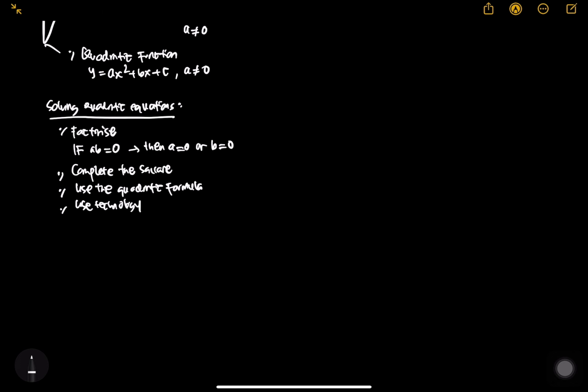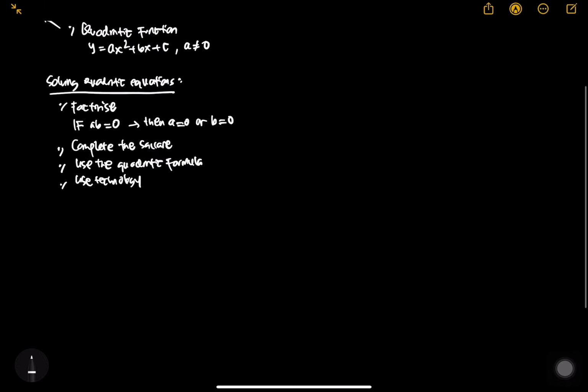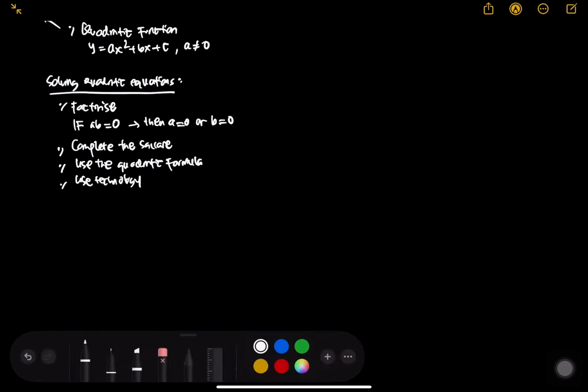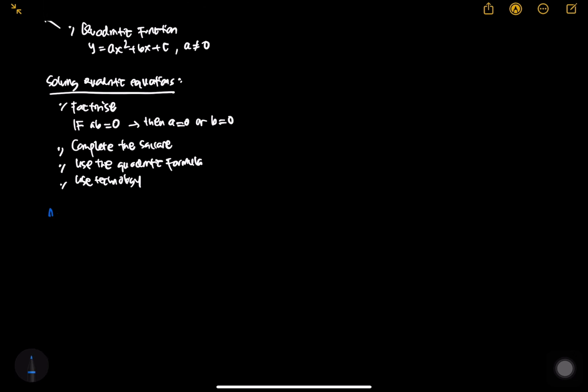Now, let's do the first one. We can solve by factorization, because we can factorize it and then find the value of its variable. Method 1: solve by factorization.